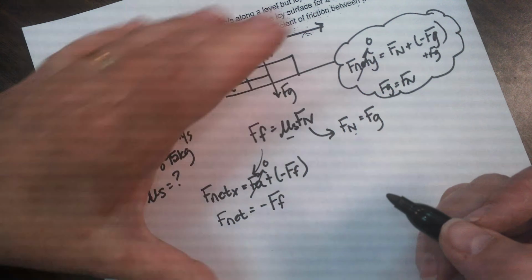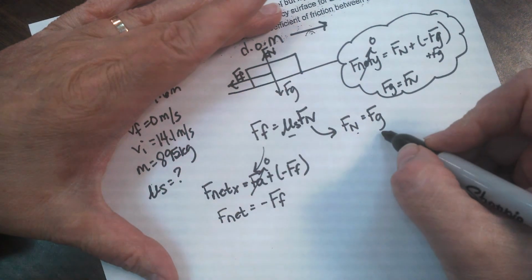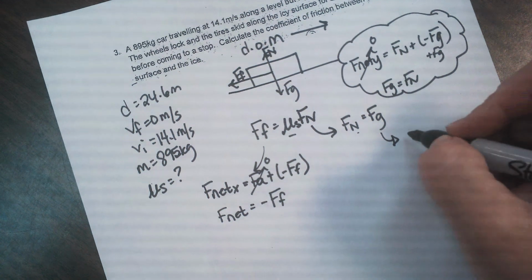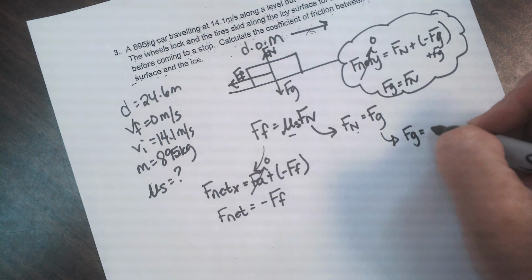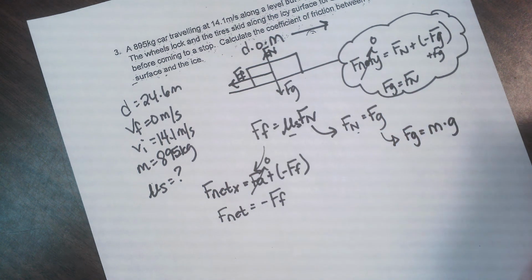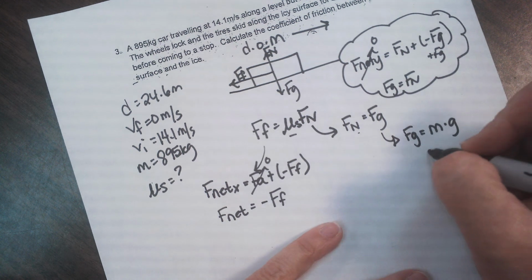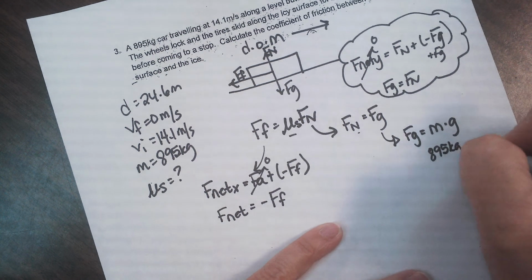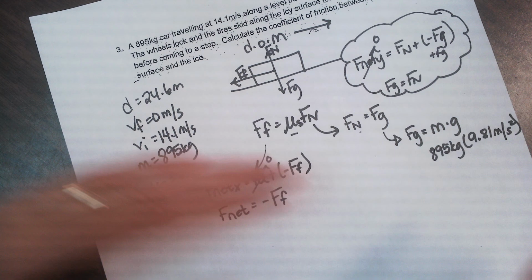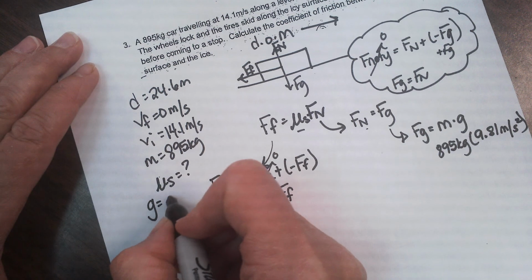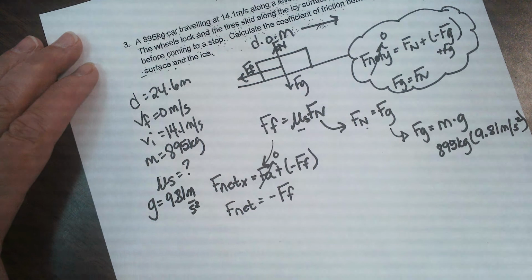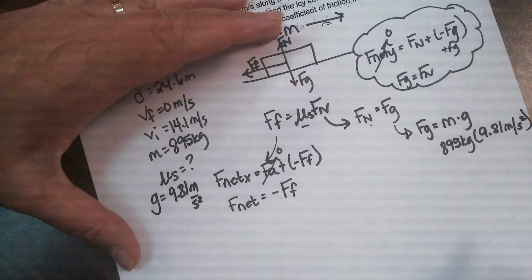Okay, well, how do I find Fg? Because I don't have Fg in this list. Fg is easy. Fg is mass times acceleration due to gravity. So this one's going to be 895 kilograms multiplied by 9.81 meters per second squared. And we could write that in our list over here. It's an unspoken value that we know.